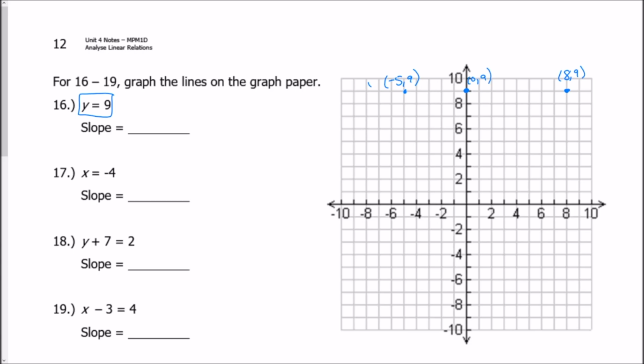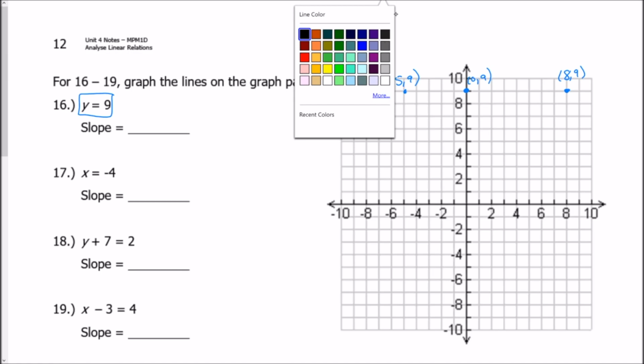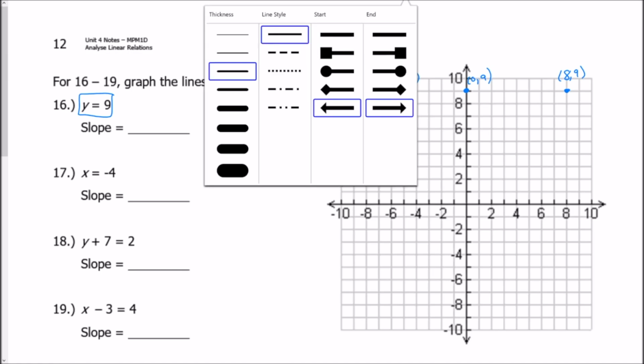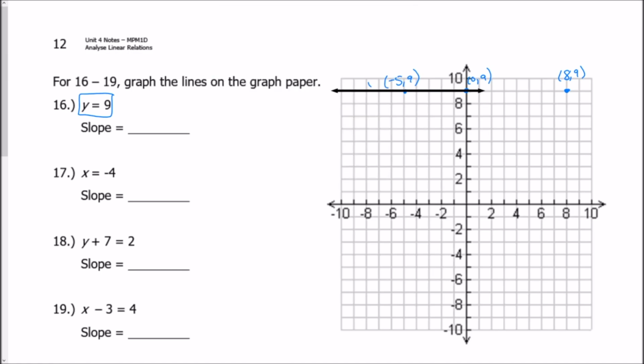So y equals 9 is going to be a horizontal line, and it's going to go through right here. So it's going to look just like this. So this equation right here is going to say y equals 9. And because it's a horizontal line, the slope is 0. Also, we can look at it and see, oh, it's y equals 0x plus 9. So my slope is going to be 0.